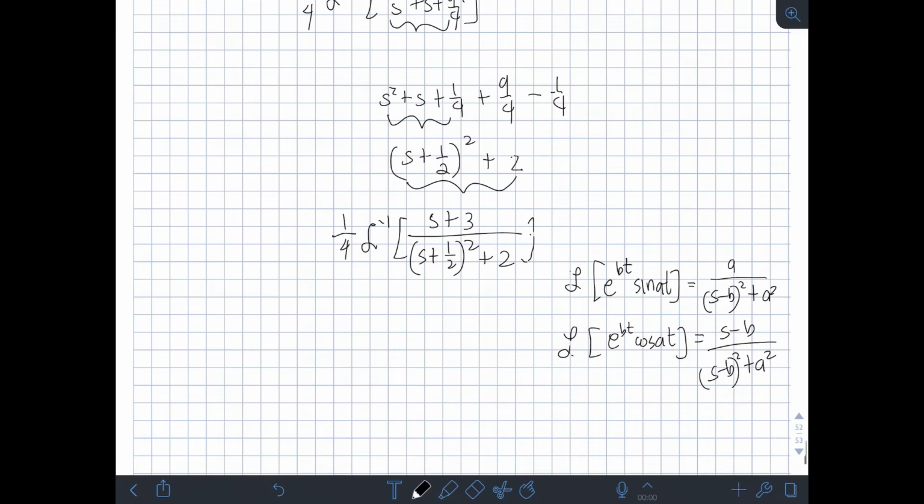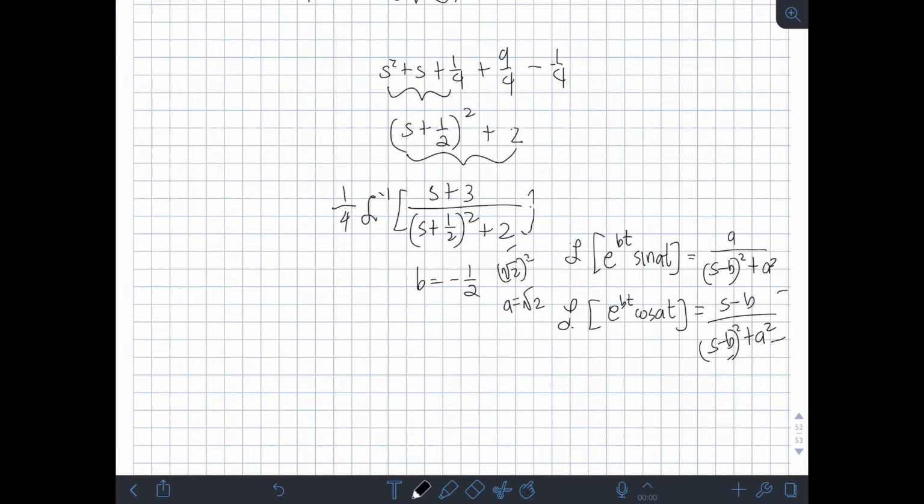Yung shifting property. So, parang ang magiging b natin dito is itong negative 1/2. Right? Tapos, yung a natin dito is pwede natin itong i-write as square root of 2 quantity squared, right? Para yung a natin is square root of 2. Okay? So, para ma-apply muna natin itong formula ng e raised to bt cos at, dapat meron tayong s plus 1/2 sa numerator. Kaso meron tayong plus 3.